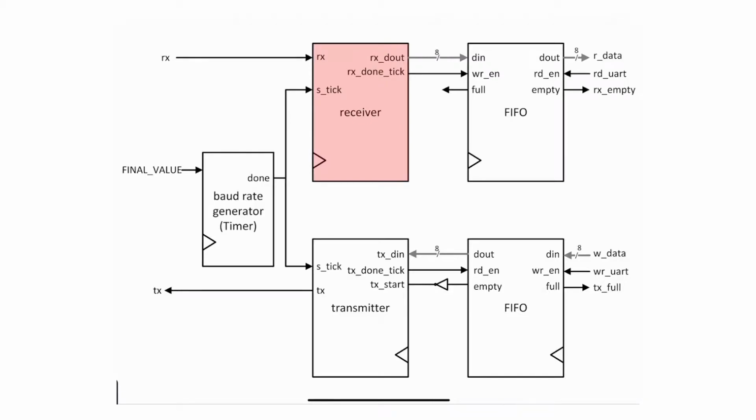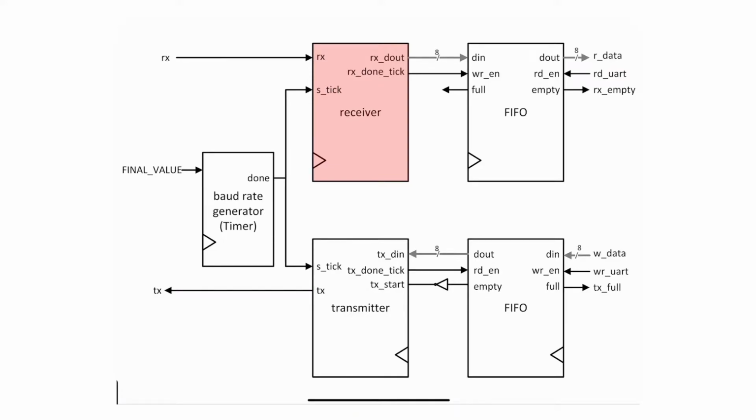The receiver part in here that I highlighted in red is a system that tries basically to estimate the middle of a data bit or a parity bit and tries to sample it and push it in from the RX. That's its main purpose. And the way we're going to implement it is using a finite state machine.